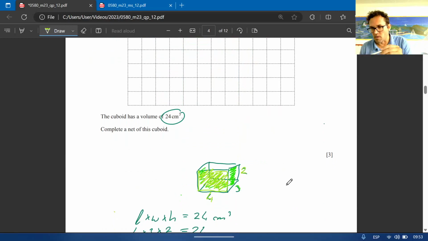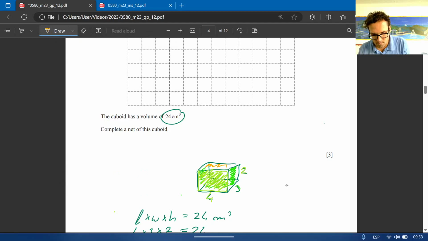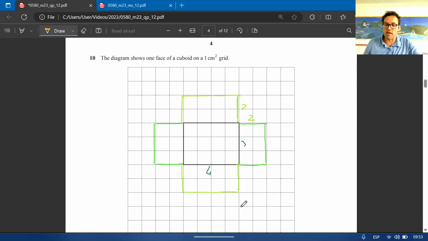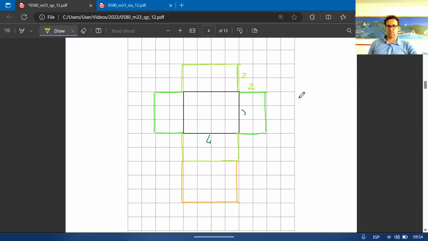Yeah? If we look here, there's the top, which of course would be the same as the bottom. So we just need to draw another rectangle. That's 3 by 4. So ugly. And that's it. Remember, 6 faces.